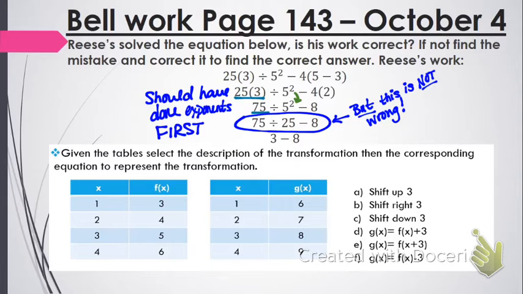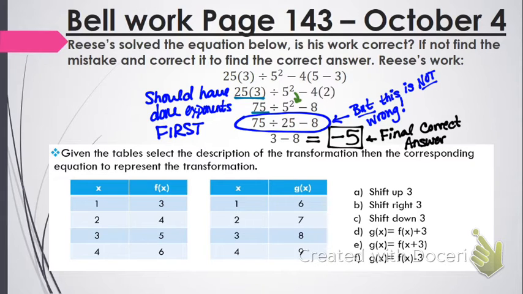So, did Reese actually finish the problem? No. You had to simplify. Negative 5 is what the final answer should be. So this is the final correct answer. So he technically didn't get it right since we had to simplify all the way.